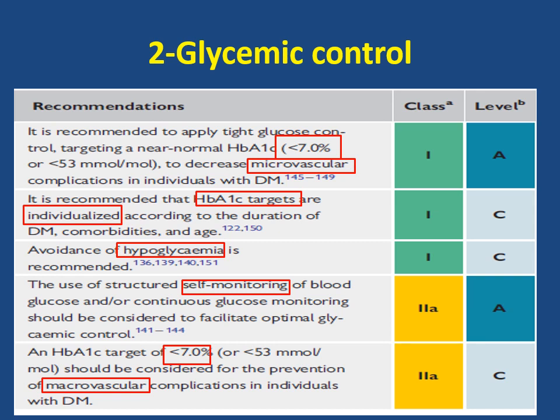The second line is the glycemic control. We should keep hemoglobin A1C below 7% to decrease the microvascular as well as the macrovascular complications of diabetes. However, it should be noted that the hemoglobin A1C targets should be individualized according to the duration of diabetes, comorbidities, and age. And in all situations, we should avoid hypoglycemia.